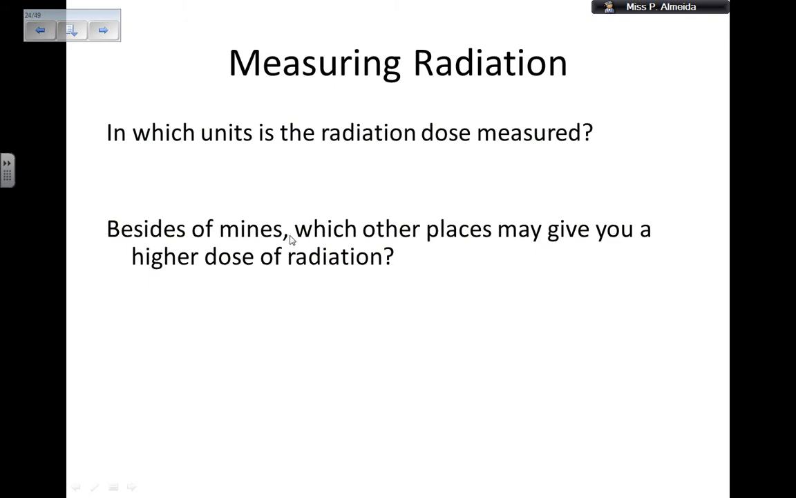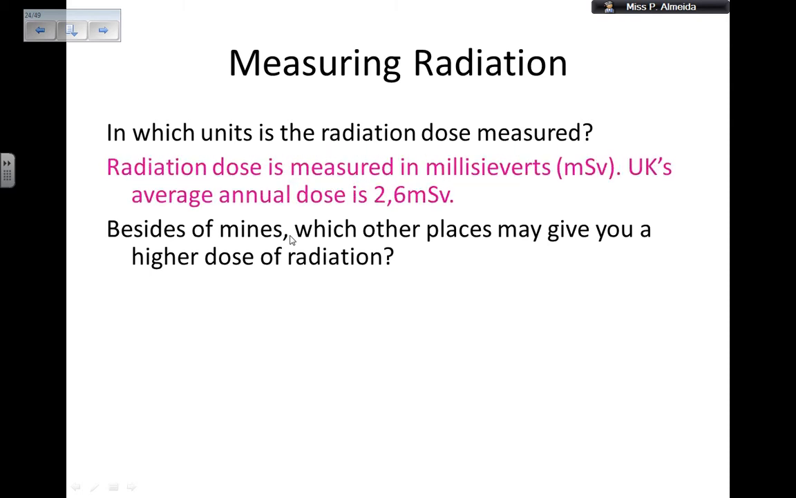So how do I measure radiation? And that has to do with that video as well. Radiation is measured in sieverts, okay? Actually millisieverts, okay? And the UK average annual dose is 2.6 millisieverts. So we all, on average, in 1 year, get 2.6 millisieverts just by moving around.